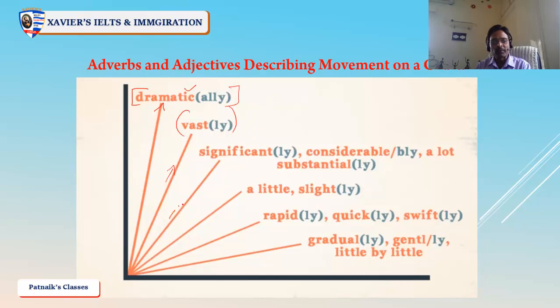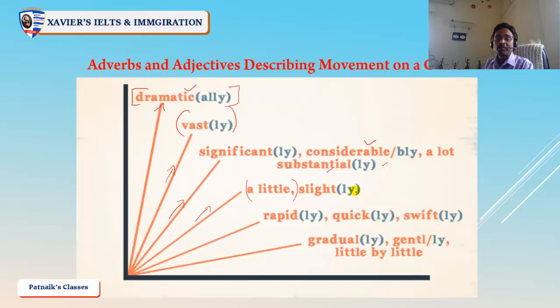Similarly, for this type of angle, we can use significantly, considerably, considerable, a lot of, a lot, substantial, substantially. These types of words we can use to describe this angle of trend, right? And for this angle of trend, what type of words can we use? A little change, slightly. The changes are slight.